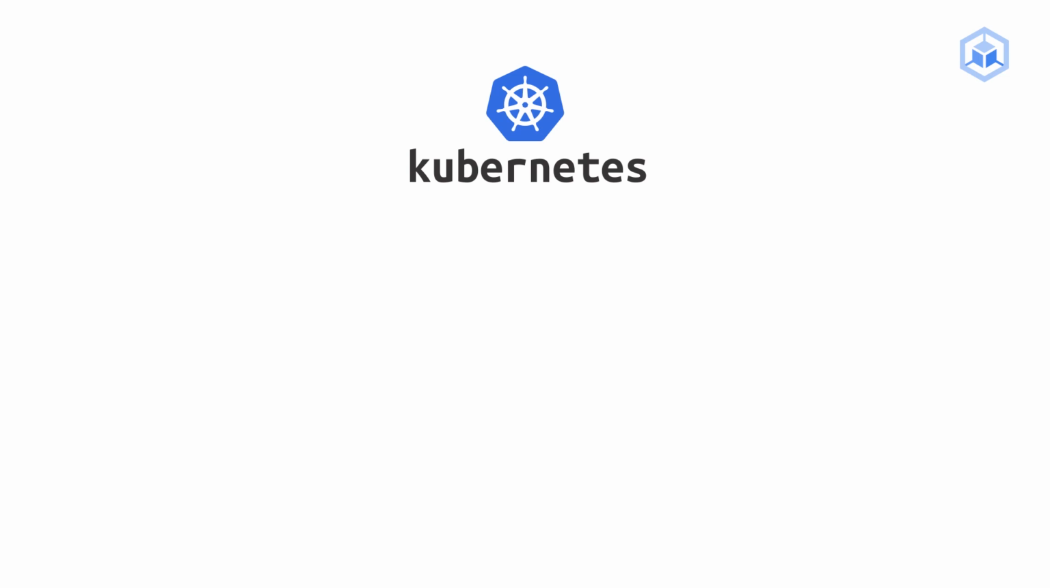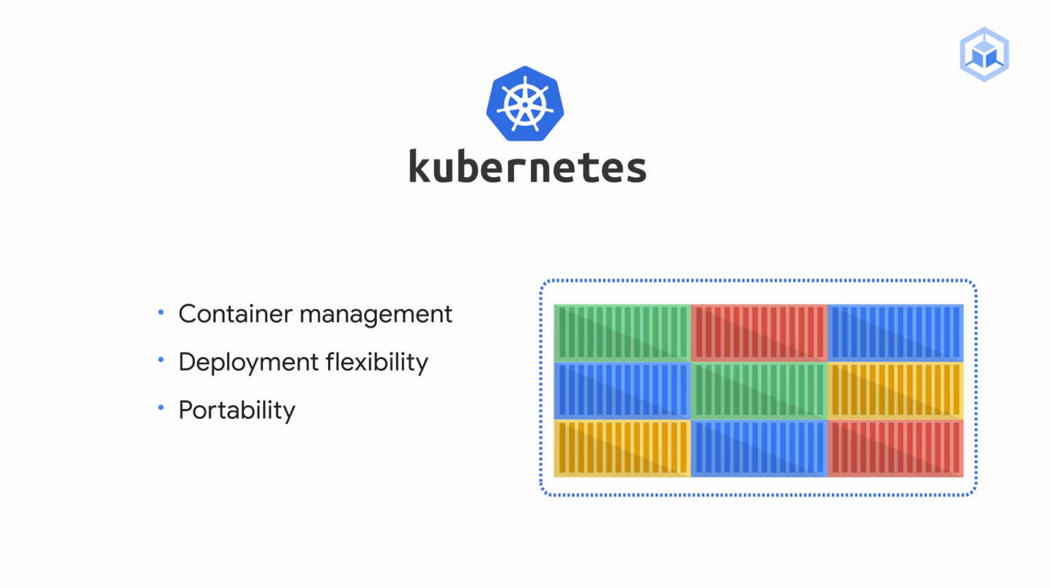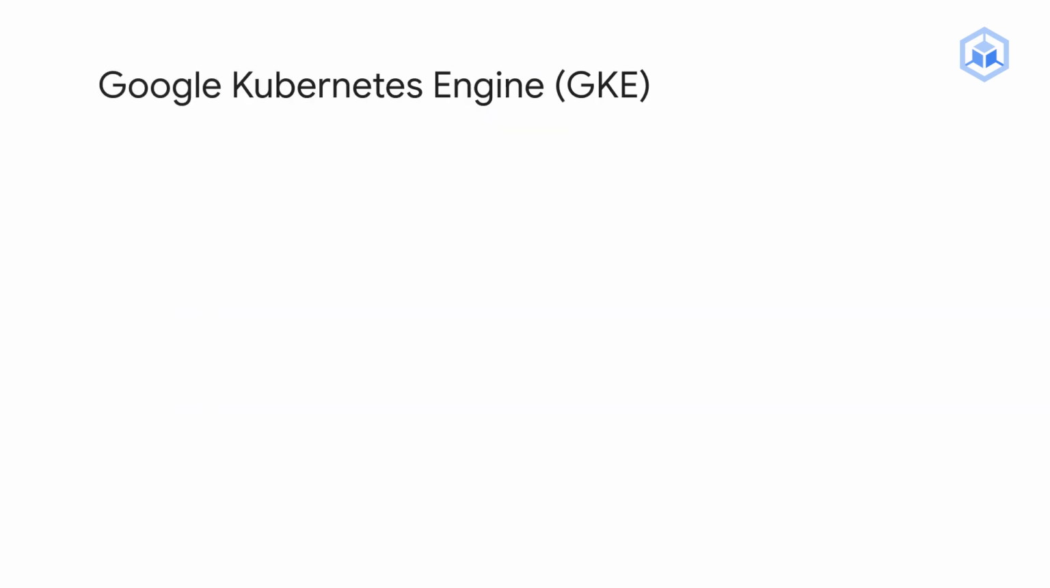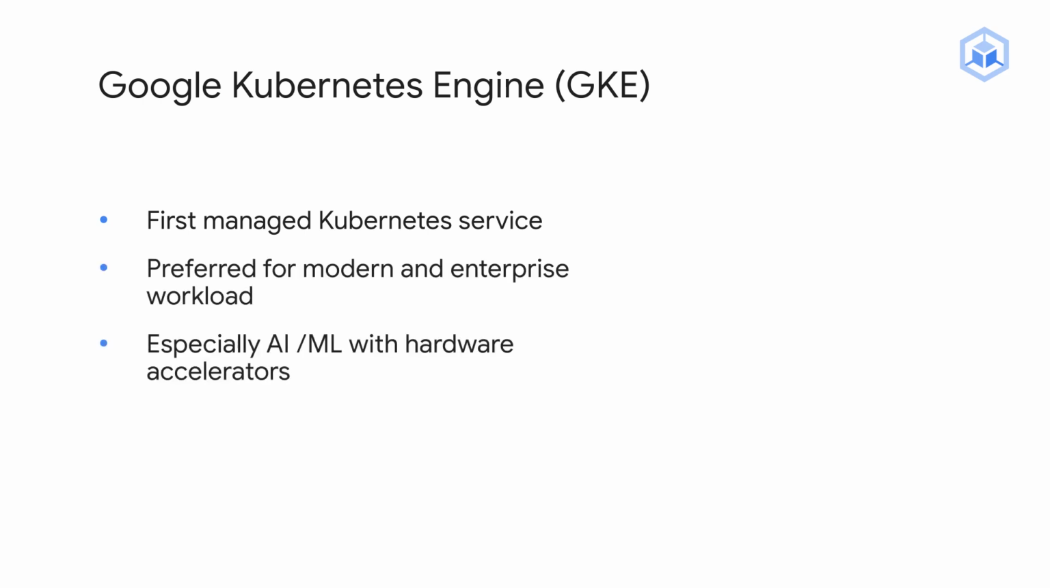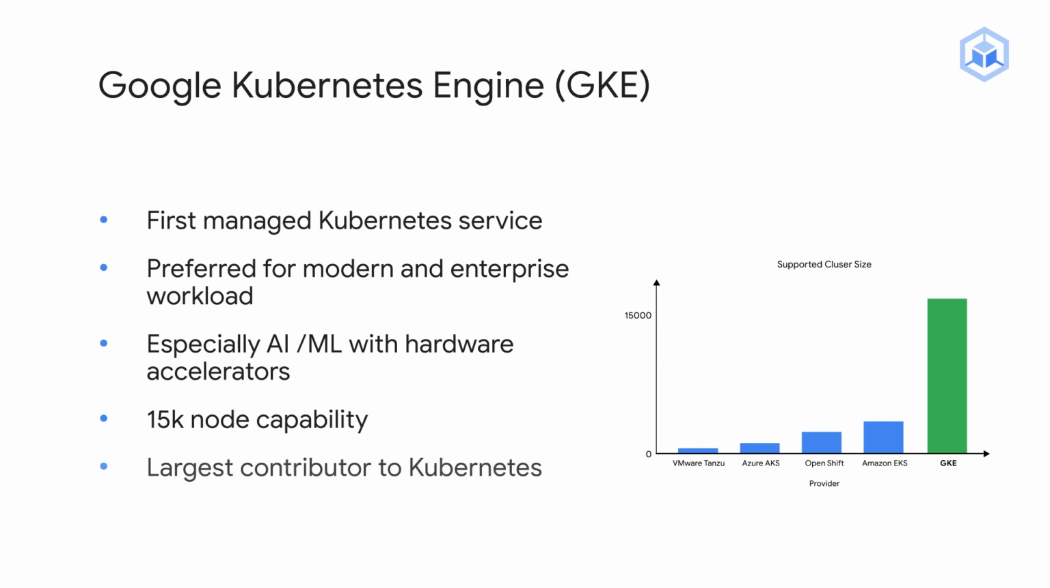If you're new to Kubernetes, it's the industry standard way to deploy and manage application containers, making it efficient to develop and publish internet-based applications. Google Kubernetes Engine, also known as GKE, was the first managed Kubernetes service to the market over 8 years ago and remains the most scalable and reliable platform with an industry-leading 15,000 node capability. And it's brought to you by a team that makes more technical contributions to the Kubernetes project than any other company.